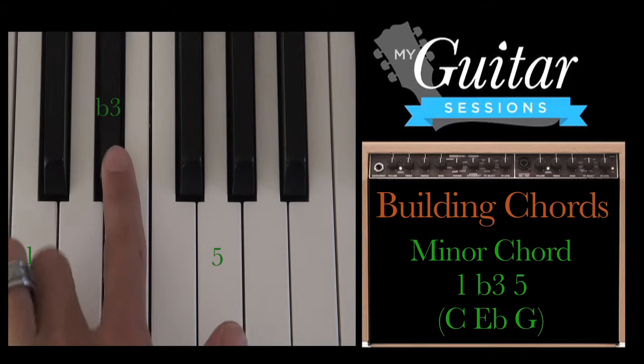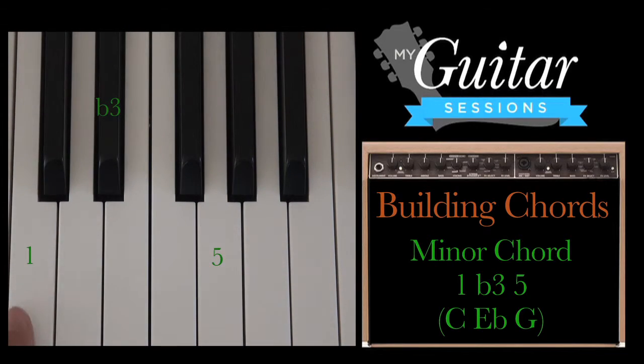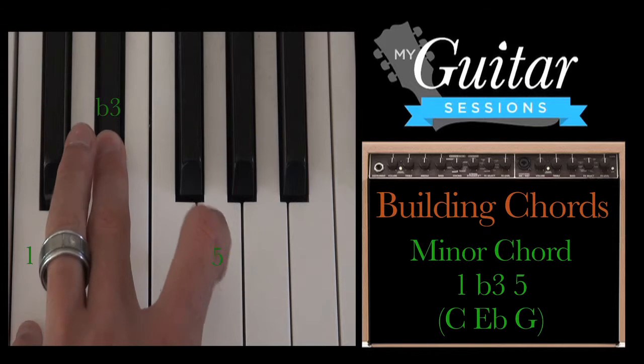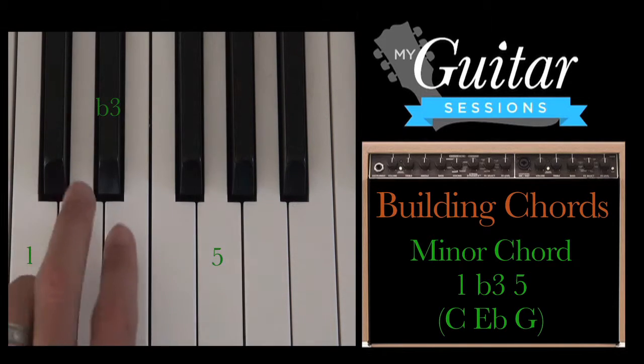1 and flat 3. And then 5 still is the same. 1, 2, 3, 4, 5. G. So we have C, E flat, G. C, E flat, G. That's our C minor chord.